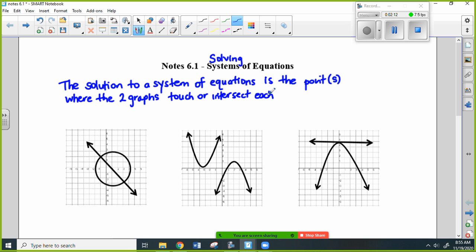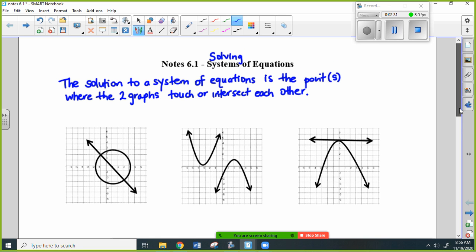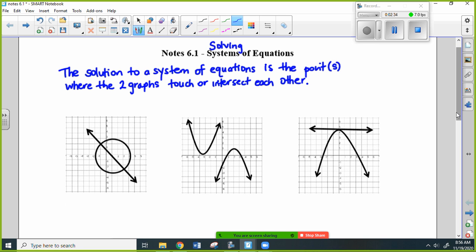Okay, so when you have one graph, the solution is actually the same thing as the x-intercept. But when you have two graphs at the same time, the solution is where the two graphs touch each other. Okay, so what I've done first here is I've given you a couple of pictures. I've already graphed these for you, just so we can get an idea of what we're looking for. Okay, and the first thing I want to know is how many solutions. How many times do these graphs touch each other?